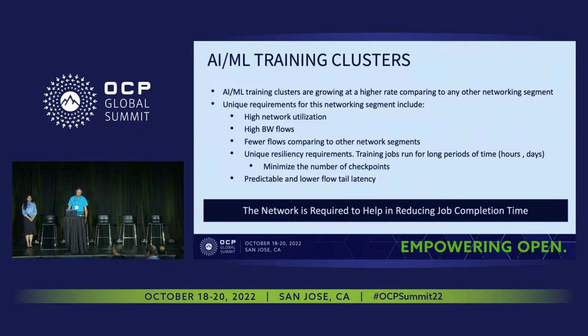So what are the machine learning unique requirements? So first of all, the bandwidth that is generated by this workload is very high. It can generate 100% utilization on the network for long periods of time. The second part is that the flows are very small in number, relatively, and they are very high bandwidth and last for a long period of time.